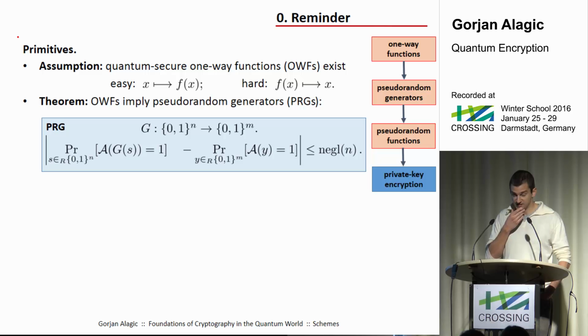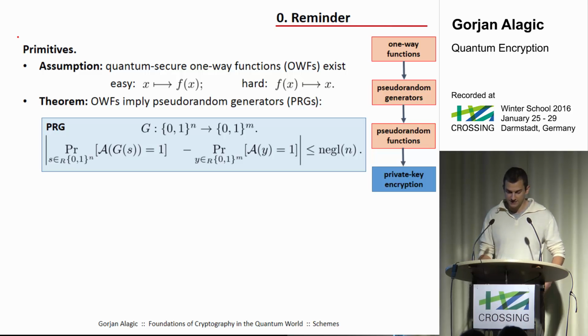So again, we started with this assumption that we have some quantum secure one-way functions, so it's easy to go from x to f(x), but it's hard to go from f(x) back to x. And then we showed that if one-way functions exist, then pseudo-random generators exist. And again, a pseudo-random generator was something that expands n bits of perfect randomness into some larger m bits of pseudo-randomness, where pseudo-randomness means what it says in this equation. Okay, that for any polynomial time quantum adversary A, they can't distinguish the outcome from perfectly random.